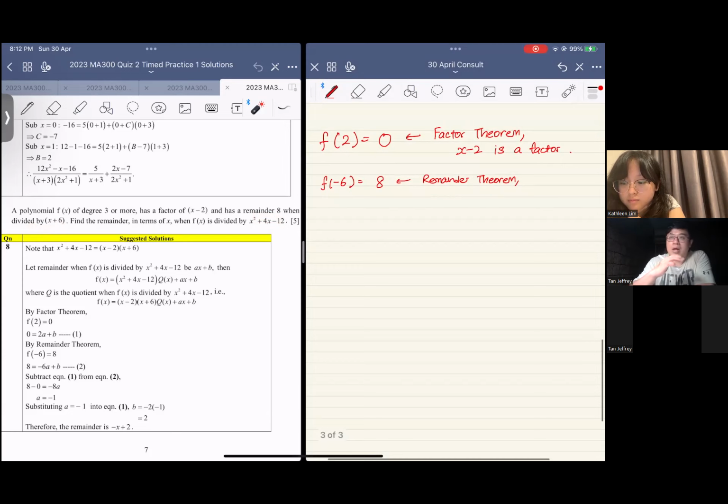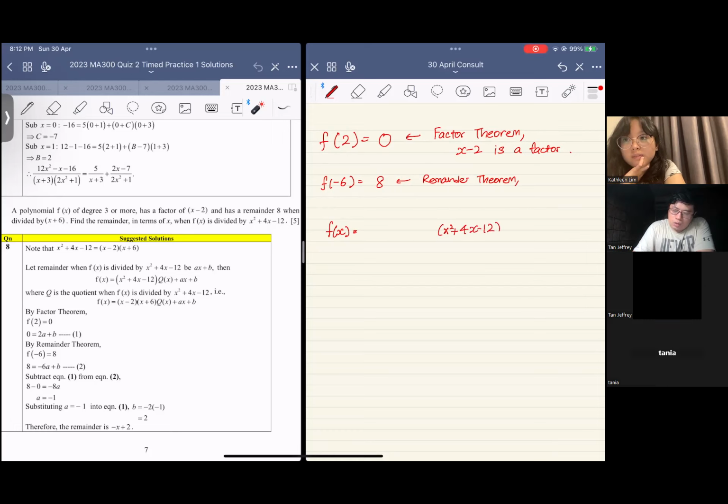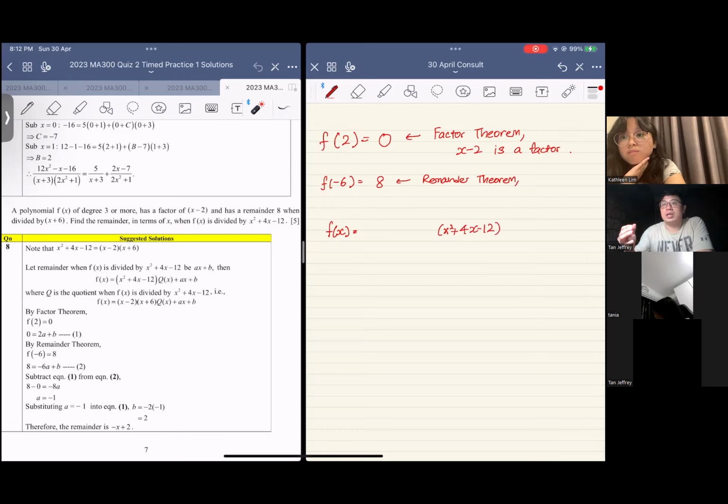We now need to look at the division algorithm. What happens if my dividend, f(x), is going to be divided by x squared plus 4x minus 12? So remember that during lesson, I always say that we must know the division algorithm. Dividend equals quotient times divisor plus a remainder.